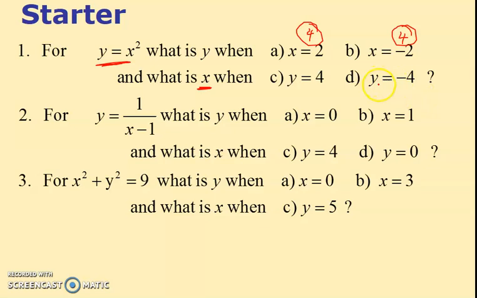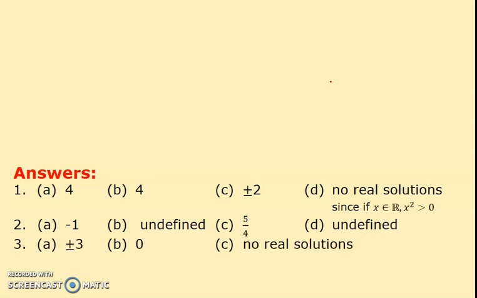Now some of these don't have solutions, and so I want you to have a look at them and see what you have for questions 1, 2 and 3. I'll just put the answers up for you to have a look at, and hopefully you've done these by the time you've pressed pause and restarted it again. And these are my answers, and you'll notice there on a couple of occasions we get slightly weird answers. This one I've said there's no real solutions.